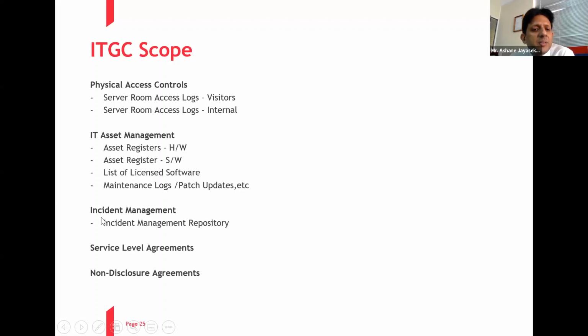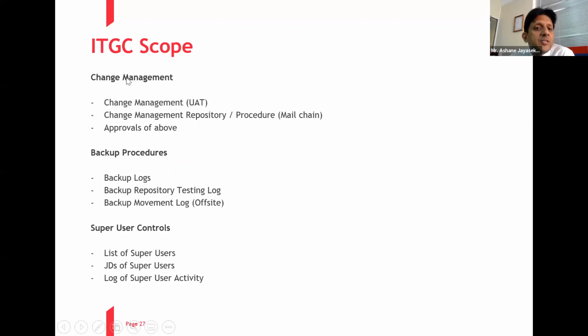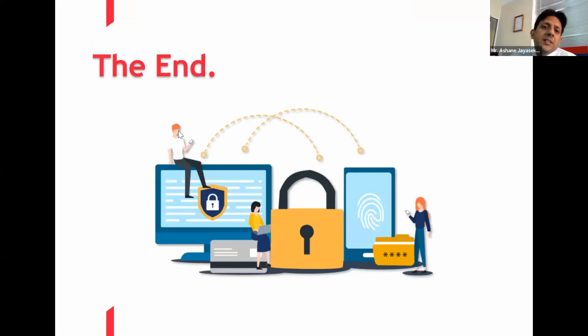Incident management, there are areas to be covered under that ITGC: service level agreements, non-disclosure agreements, antivirus controls, then the creation and deactivation of new users and those who have left the organization, password controls, right? Change management, backup procedures, super-user control. Super-users are those who are administrators in the company, right, who have privileged access.